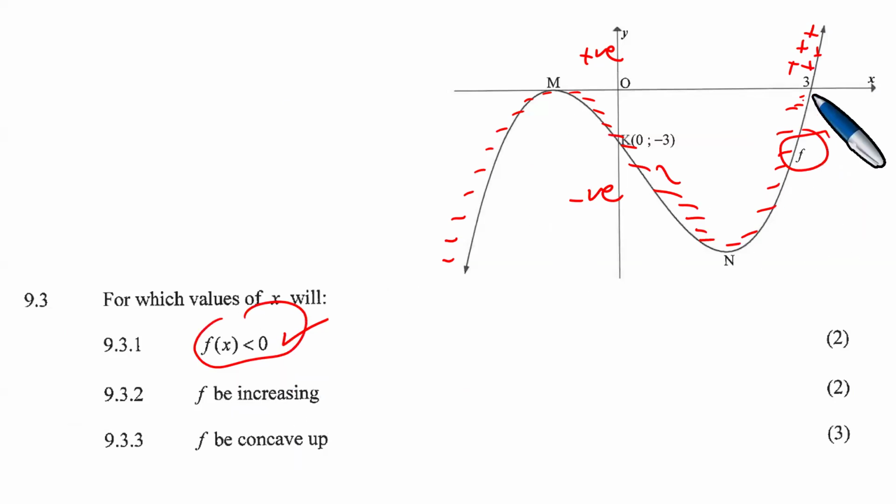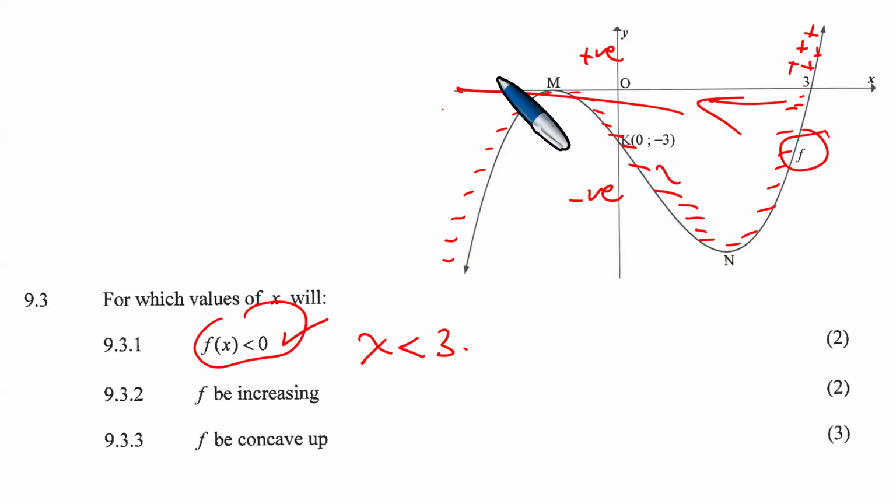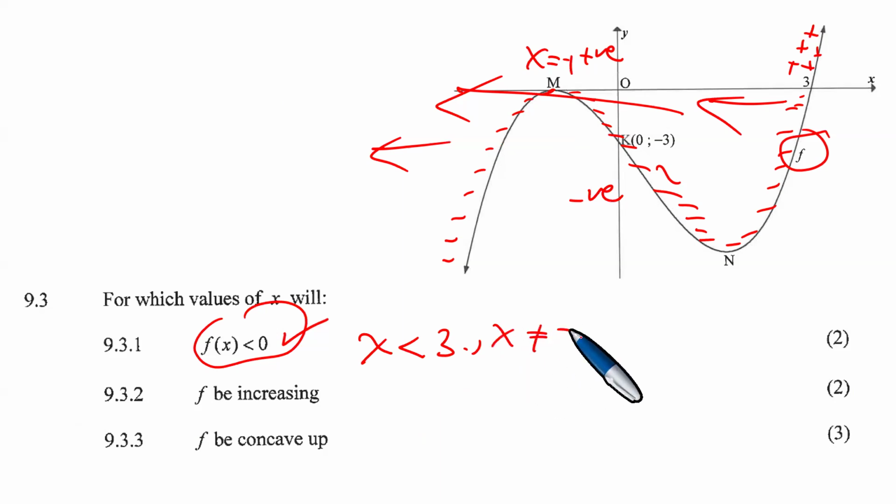How do you write the answer to this? You must say x is less than 3, because it's negative all the way. When you go to the left of 3 like this, it's still negative all the way. So x less than 3. But x is not equal to minus 1, because at minus 1, the function is 0.